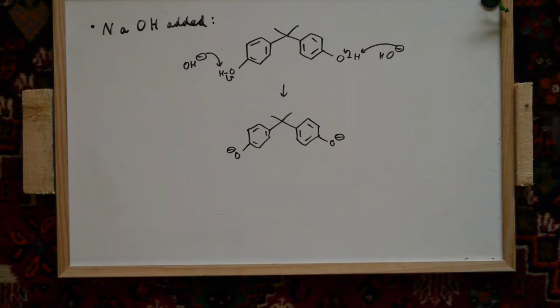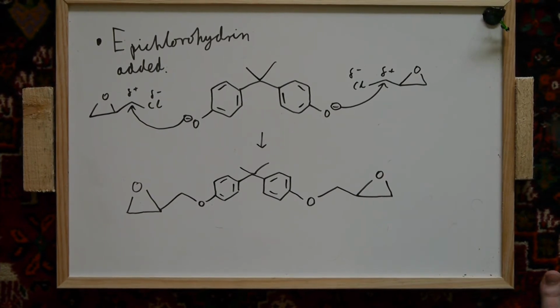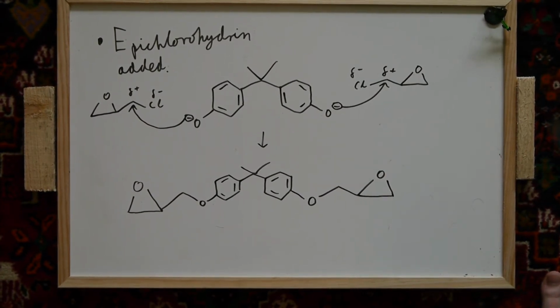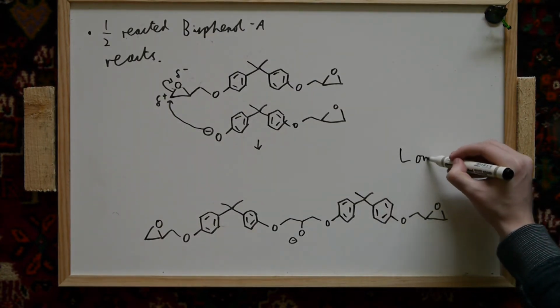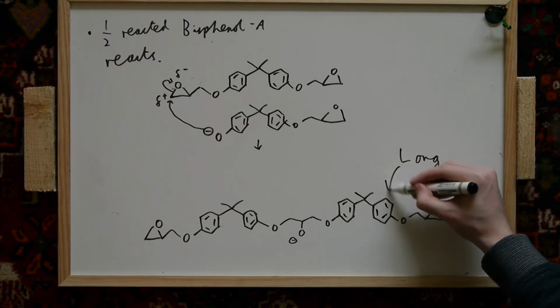Firstly, sodium hydroxide is added to remove the hydrogens from the OH groups. The negative oxygens then attack the delta positive carbons and substitute themselves in place of the chlorine atoms. If the ratio of reactants is correct, we'll have a half-reacted bisphenol A left over.